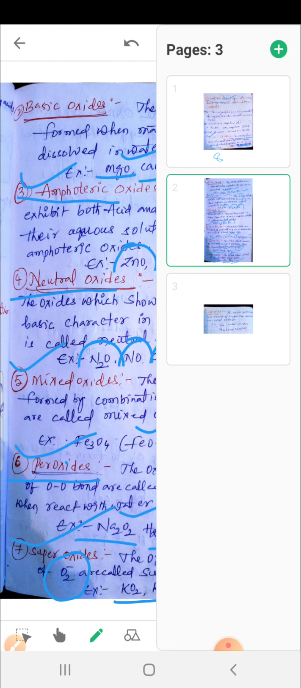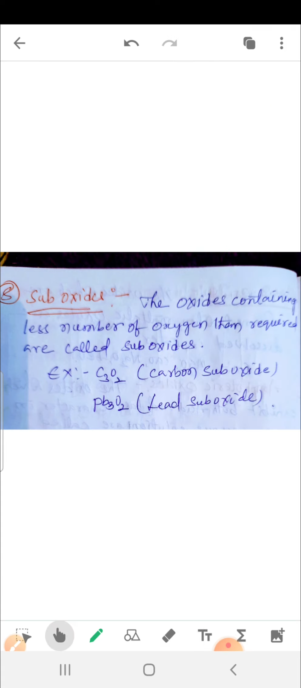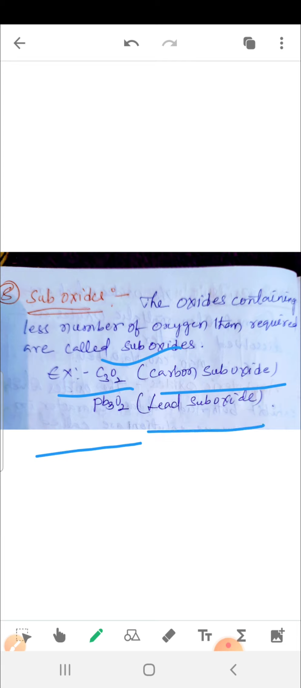Okay, the last classification is the suboxides. Suboxides are oxides containing a lesser number of oxygen atoms than required. Here the formulas are C3O2, carbon suboxide, and Pb3O2, lead suboxide.